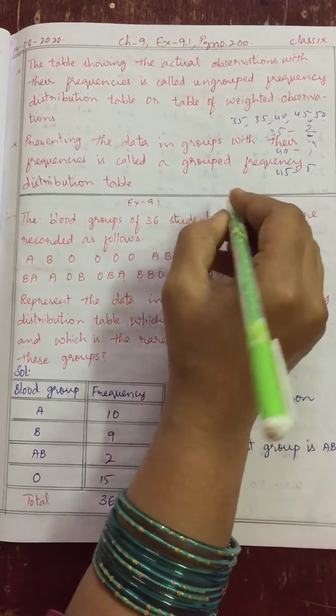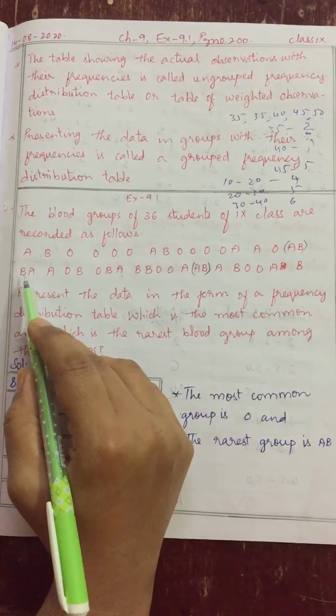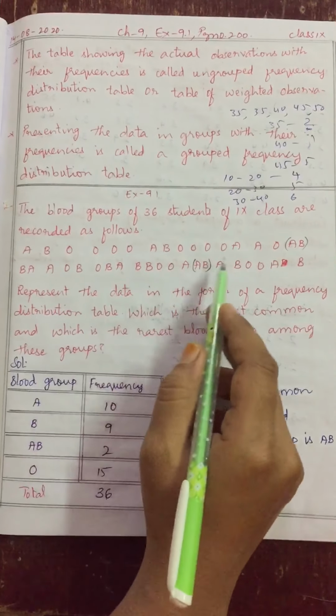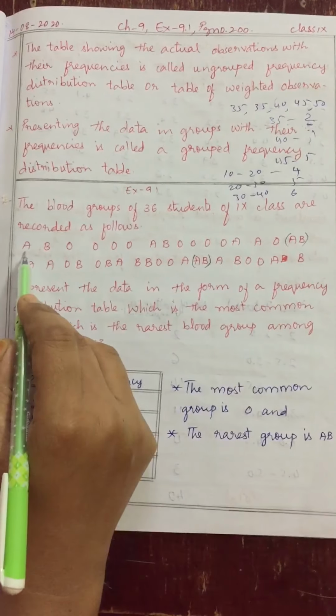First question. The blood groups of 36 students of 9th class are recorded as follows. Here he mentions the first student's blood group is A, then second student B, like that. What is he asking, children? Represent the data in the form of a frequency distribution table, and which is the most common and which is the rarest blood group among these. First we need to represent the data in a frequency distribution table.